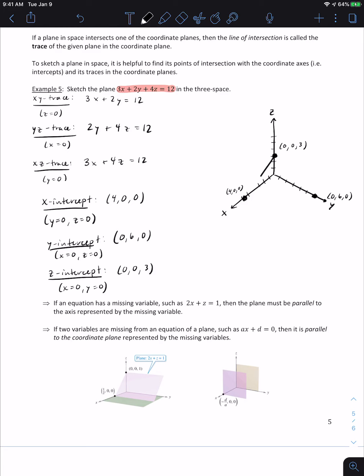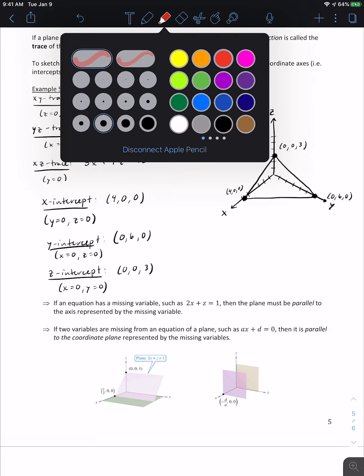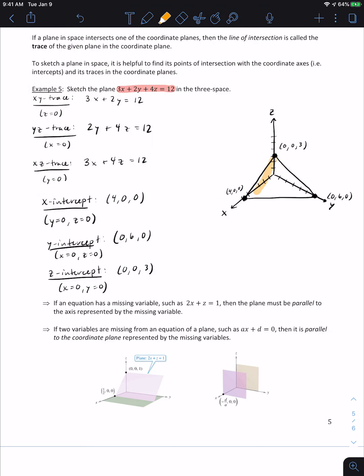And now if I connect these, I know that they are going to connect as straight lines, because these are the equations of those lines that are the traces. The equations of these lines that I'm drawing are actually the traces. If you think of this as a flat surface that I'm coloring in, then you can get the idea of what this plane looks like. It would actually extend forever this way and forever this way, but plotting the x, y, and z intercepts gives us a nice idea of what's going on.